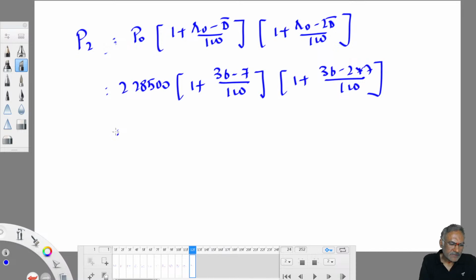14 by 100 plus 1. 1.14 into 36 minus 7, it is 29. 29 by 100 means it is 2.9. 1 plus 2.9, 1.29. 1.14 into 1.29.